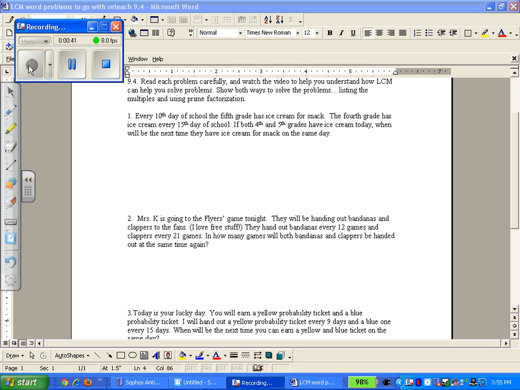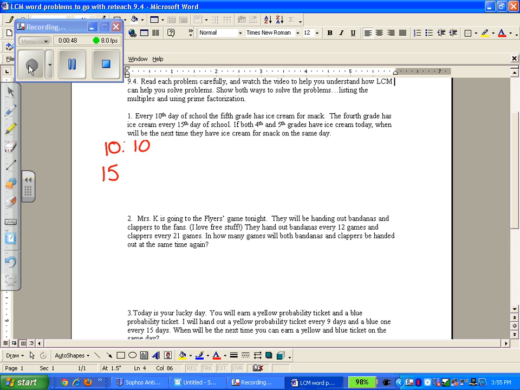Way 1 would be to list the multiples of each of these numbers. So the multiples of 10 would be 10, 20, 30, 40, and the multiples of 15 would be 15, 30, 45. And already you can see that what they have in common is 30. So both the 4th and 5th grades will have ice cream again for snack in 30 days.